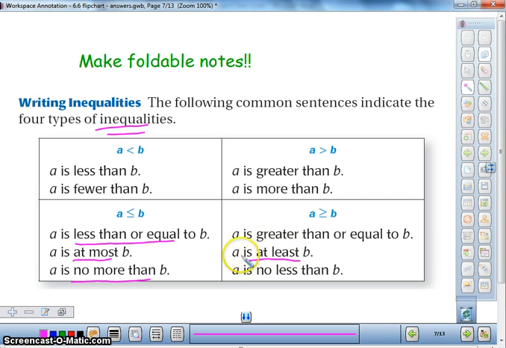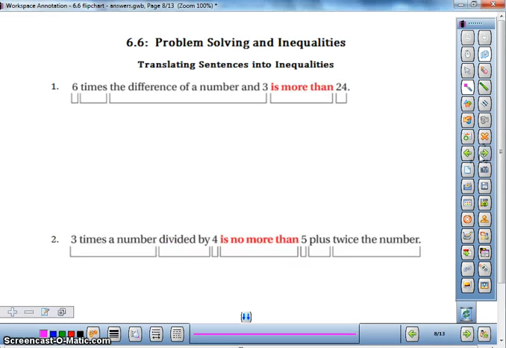Remember, if you have to be at least 18 to vote, meaning you have to be greater or equal to 18. You cannot be at most 18. You have to be at least 18. Or you can be no less than 18 to vote. So if you need to copy these down on the last page of your notes, please do so.